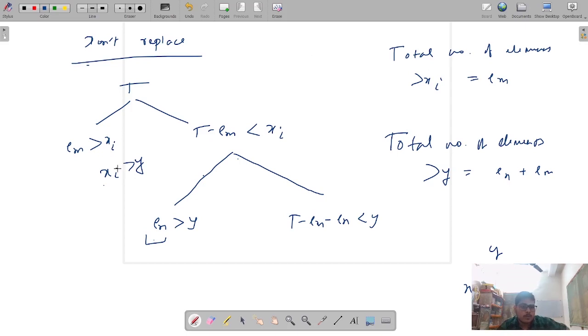Okay, so xi is the number here in the array list. Okay. And y is the number in our array. So xi is greater than y. So the number of elements which are greater than x3 will also be greater than y. Right. So that's why I have to add m also, because m is also the number of elements greater than y, because it is greater than xi and xi is greater than y.